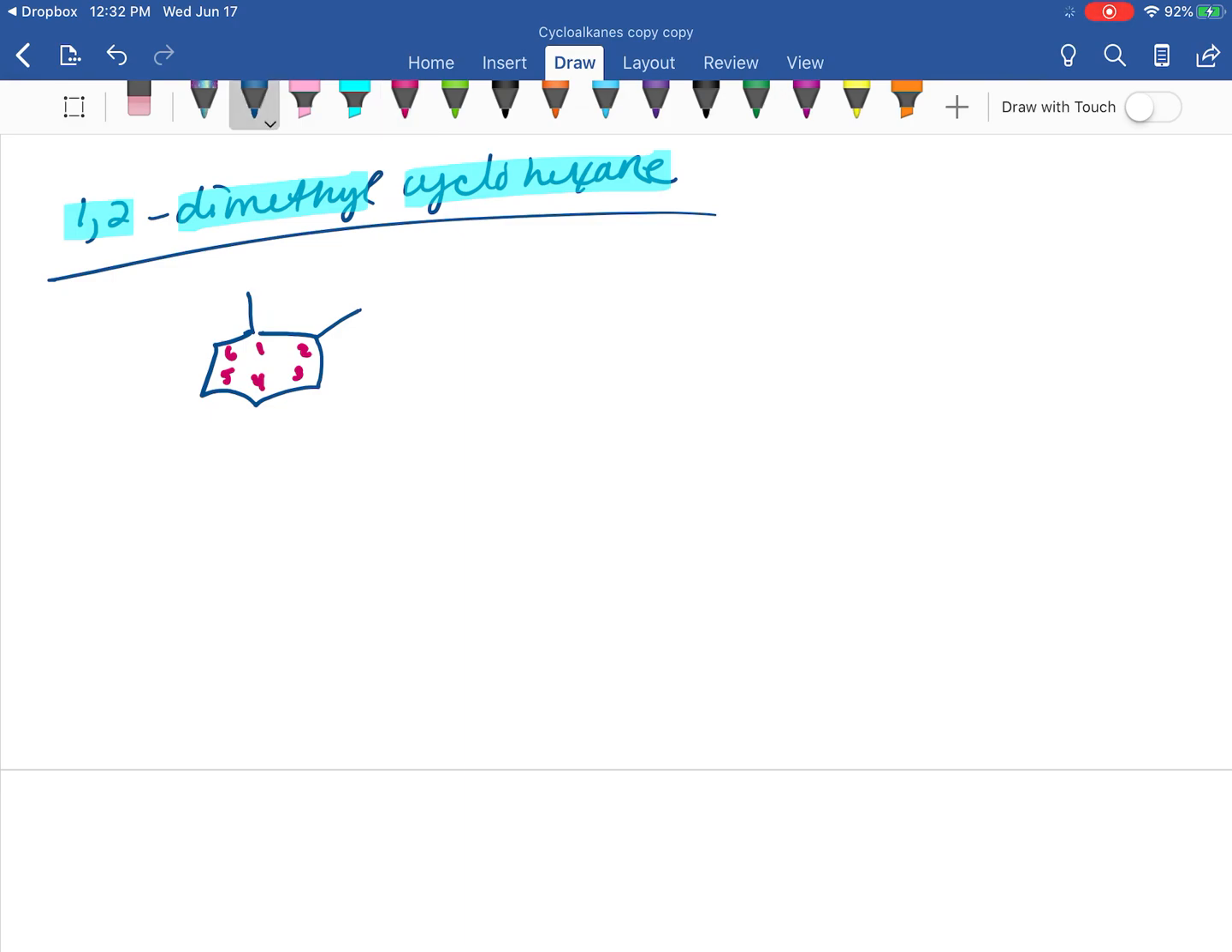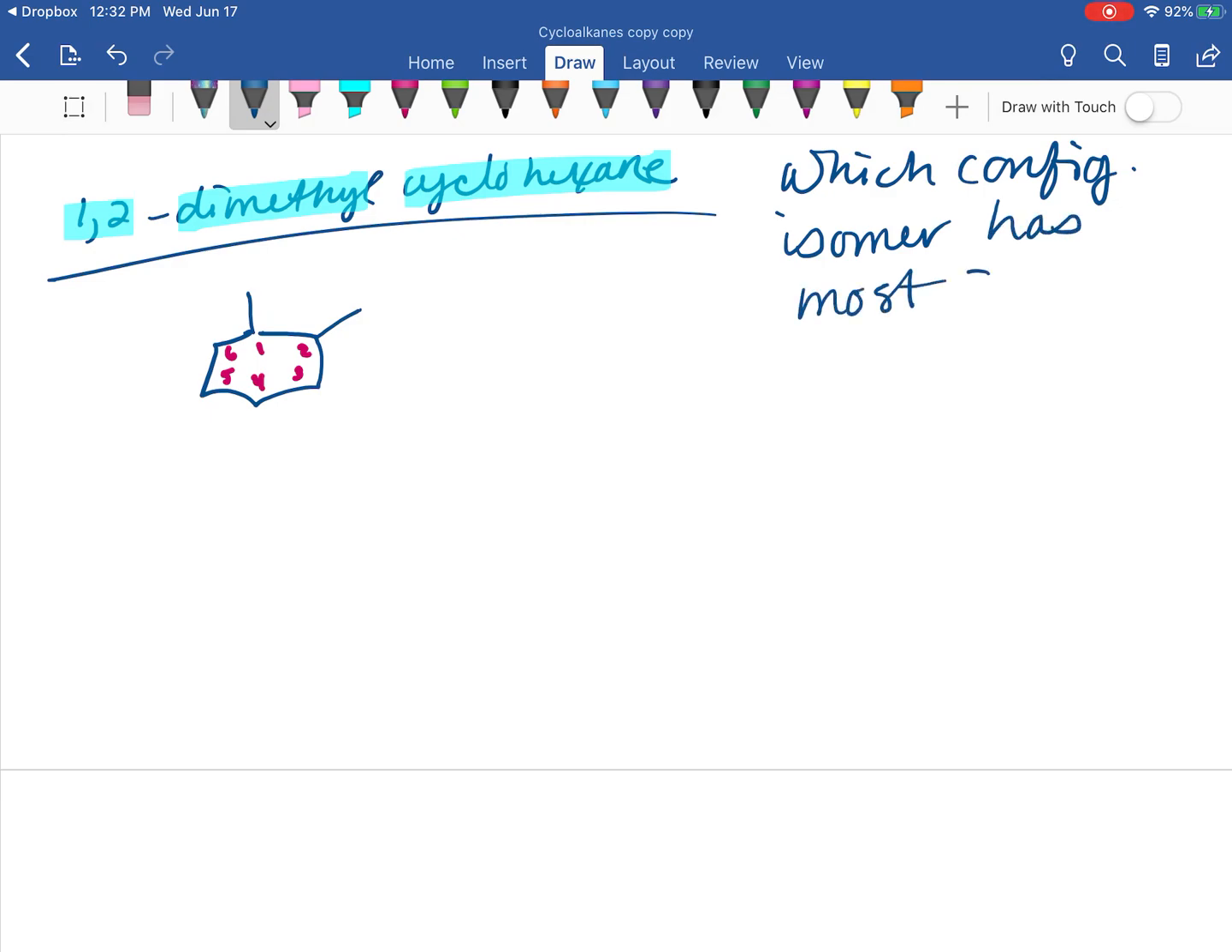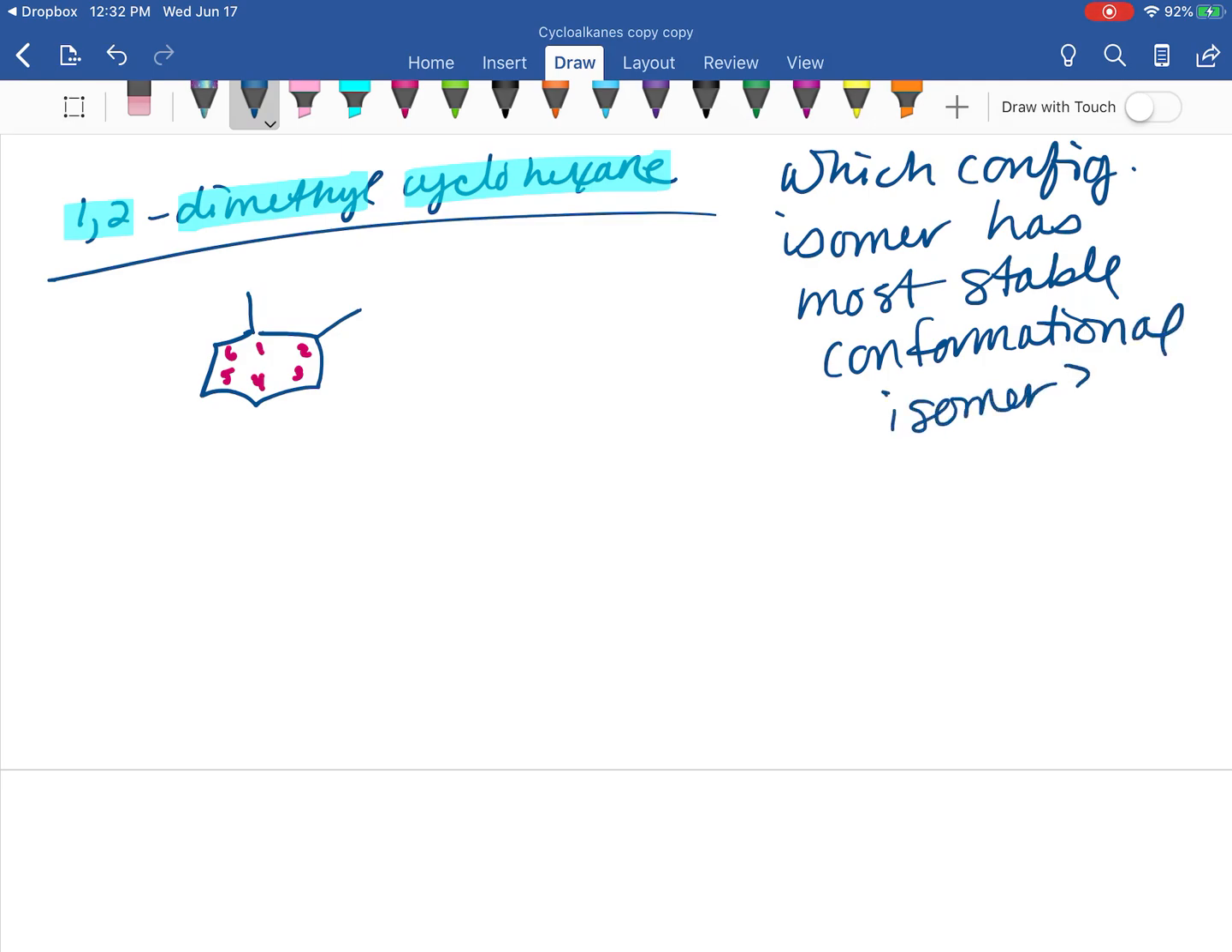Now let's add to this question. What if this were a homework or an exam question that is asking you which configurational isomer has the most stable conformational isomer? Let's connect them. So now we need to look at both drawings in order to answer this question.